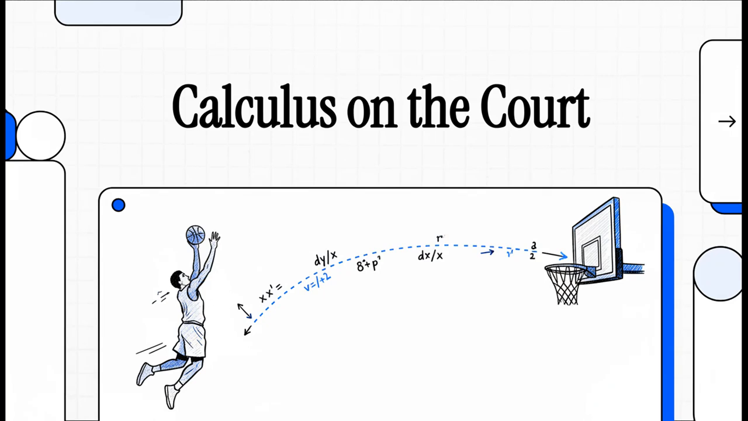Have you ever watched a basketball game, seen a player sink a perfect shot, and just wondered, how? I mean, it looks like pure artistry, right? But it's also pure physics, and it's all described by the language of calculus. So today, let's break down the math behind that perfect swish.